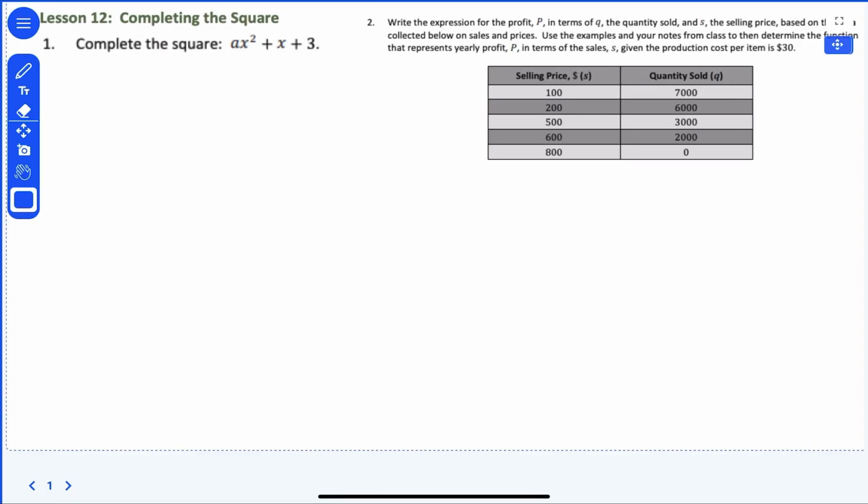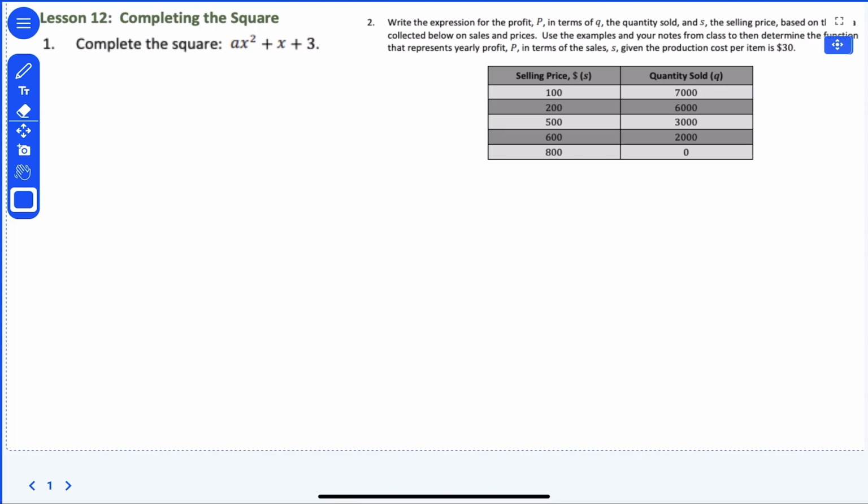Okay, Algebra 1, Module 4, Lesson 12, Completing the Square. This is the second day of completing the square. And we've got to complete this square: ax squared plus x plus 3. Now, you need to know that that a is not squared. For that a to have been squared, ax would have needed to be in parentheses, correct?